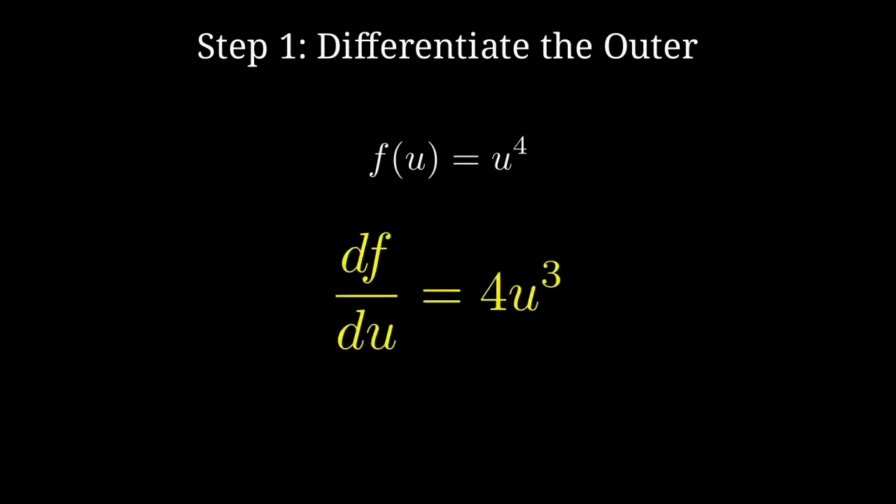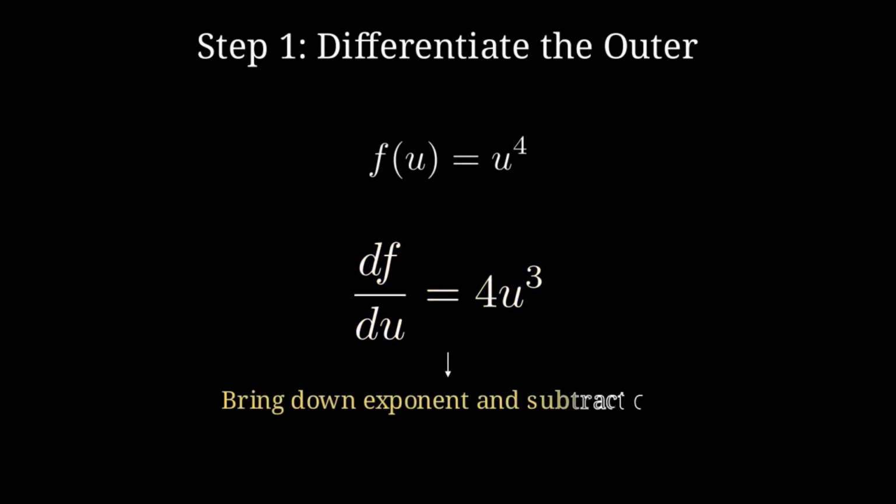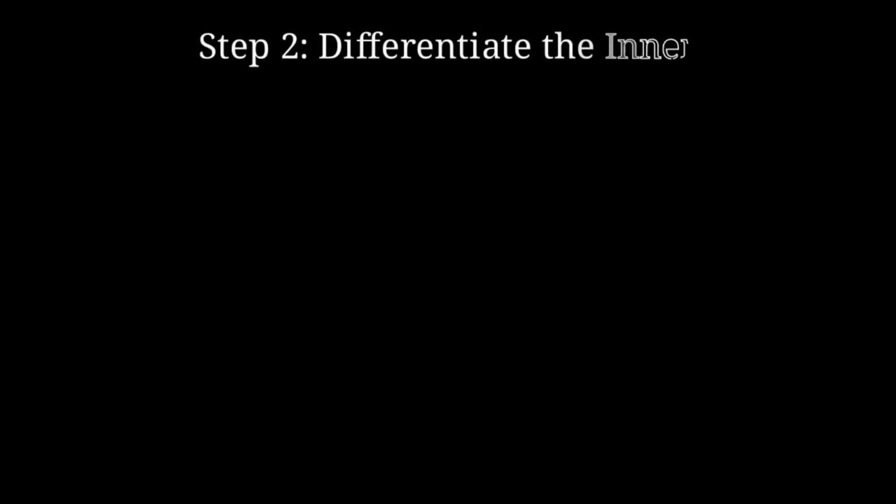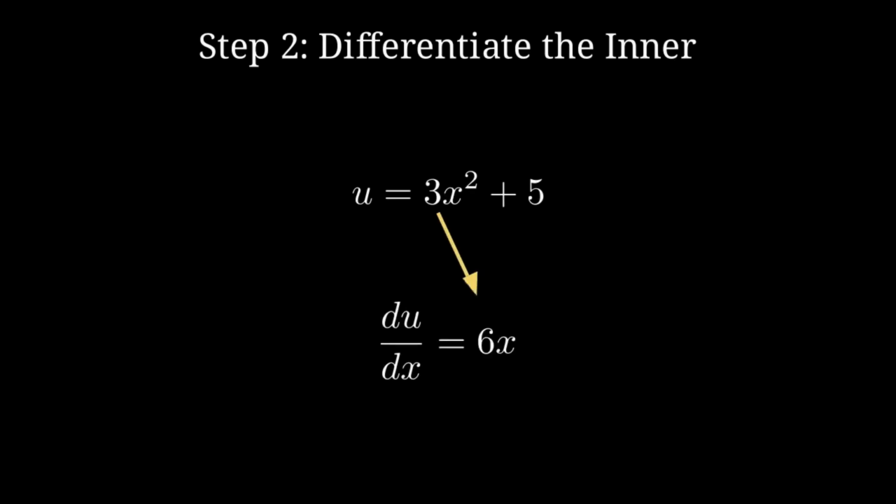First, we differentiate the outer layer using the power rule. The derivative of u to the fourth becomes 4u cubed, keeping the inner expression intact for now. Next, we find the derivative of the inner function. The derivative of 3x squared plus 5 is simply 6x, as the constant 5 disappears during differentiation.